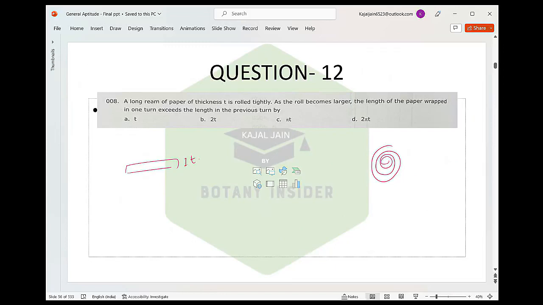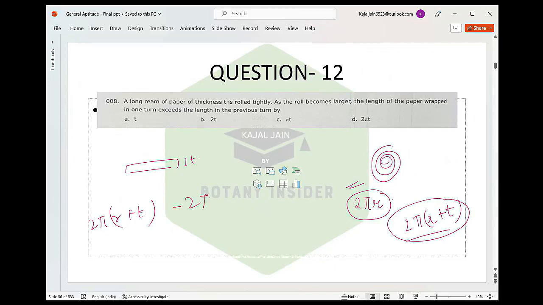So for the first one, it's a roll, it's a circle, right? So for the first, I can say the length is 2 pi r. Next one will be 2 pi (r plus T), because the thickness is T, so I have to add the thickness of the paper in the entire roll. Now I need to find the difference between the two. This is for the second roll, this is for the first roll. So 2 pi (r plus T) minus 2 pi r, right? So the answer will be 2 pi T.